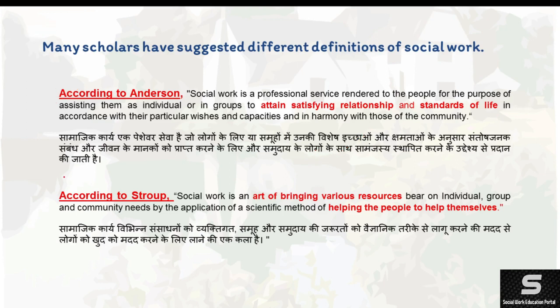Now the next definition is given by Stroop. According to Stroop, social work is an art to bring the various resources for the individual, for the group or the community that is needed. All these resources can be obtained by the application of different scientific methods for helping the people so they can help themselves. So this is the definition given by Stroop.